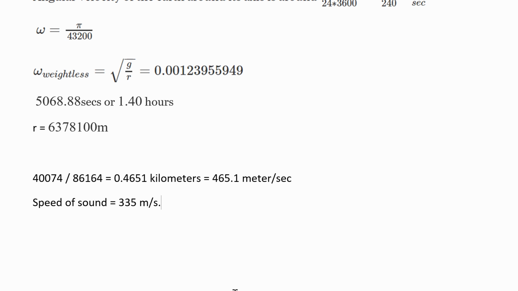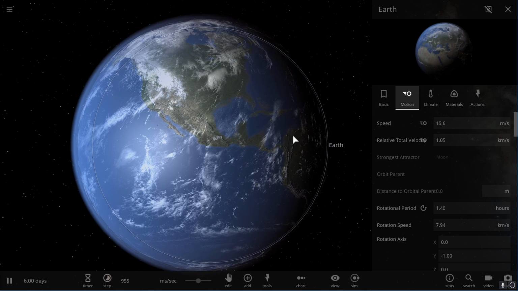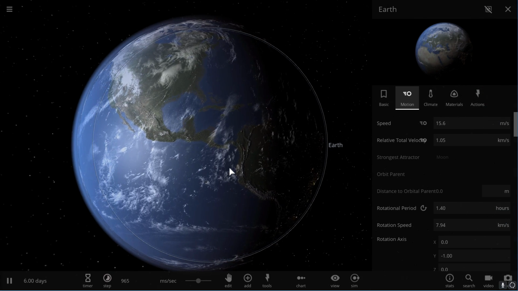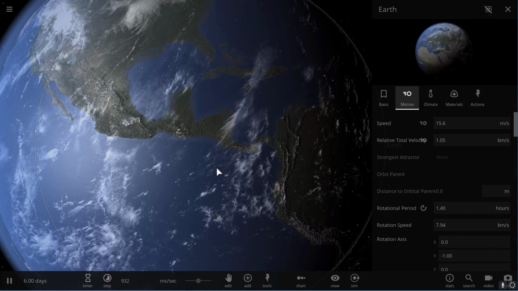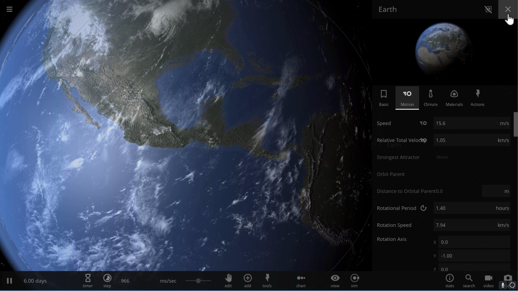And interestingly, this is actually even faster than the speed of sound. So at the equator, if you look at the equator, which would be somewhere right here, the actual Earth rotates faster than the speed of sound, which is kind of mind-blowing when you think about it.